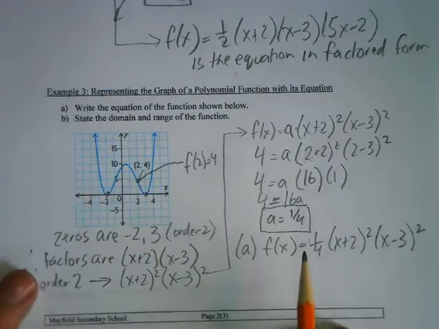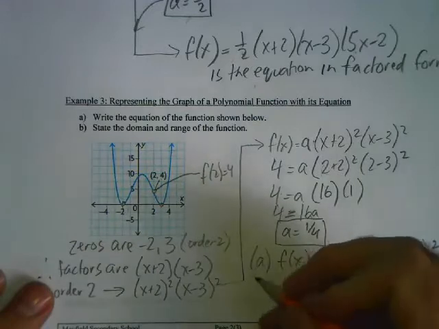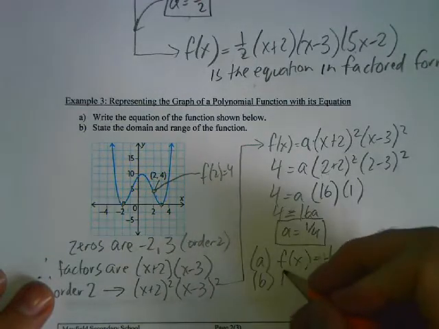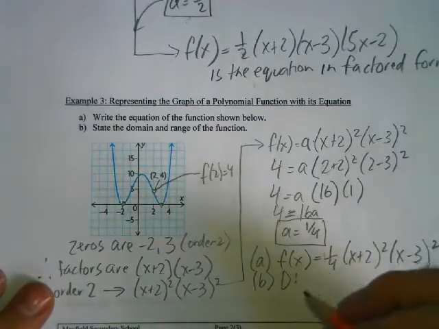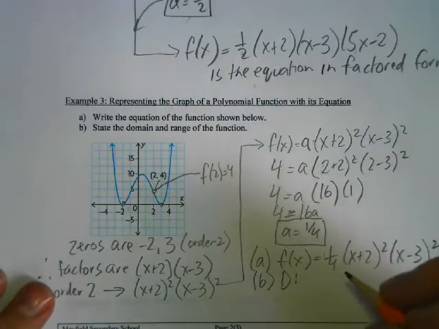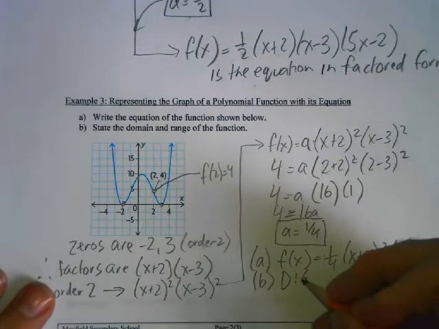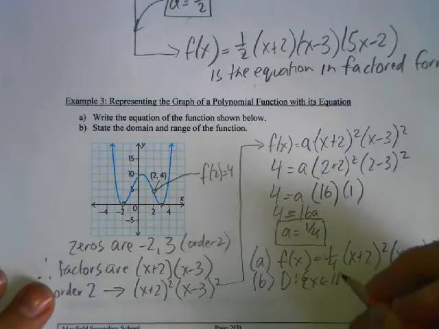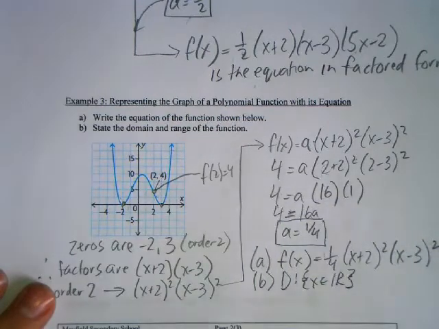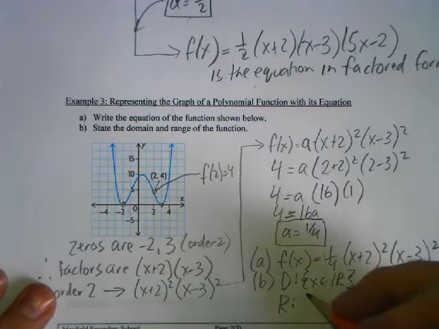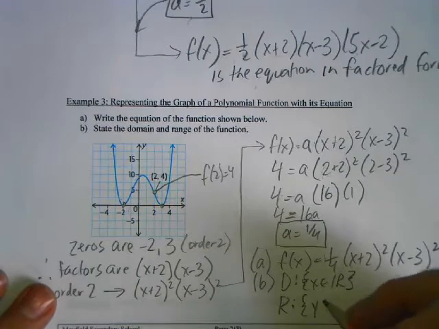Okay, the second part here, part B, state the domain and range. Well, the first part is the easiest question in this unit. What's the domain of a polynomial function? It's always all real numbers because it stretches on forever. Okay, what about the range though? Sometimes it's everything, all real numbers, sometimes it's not though.